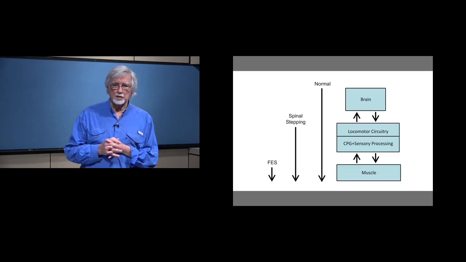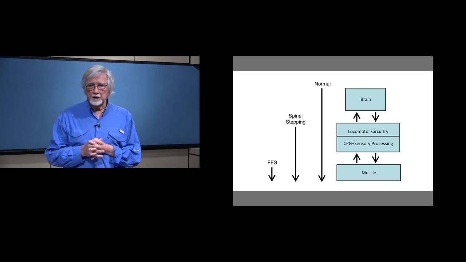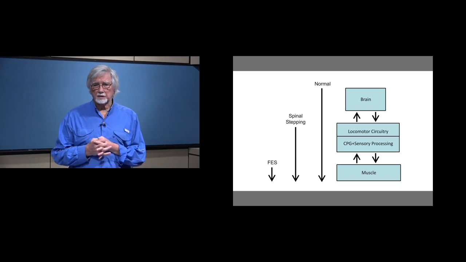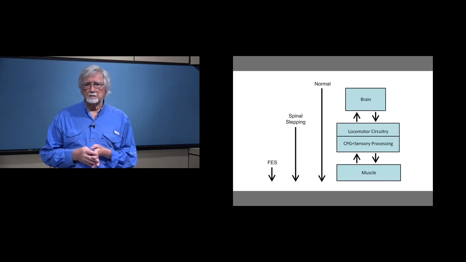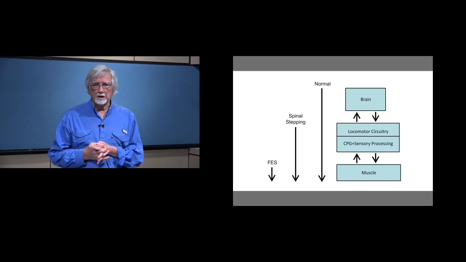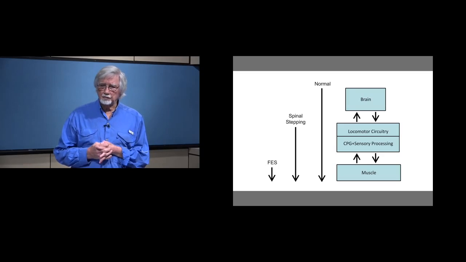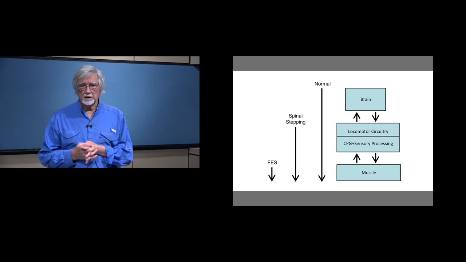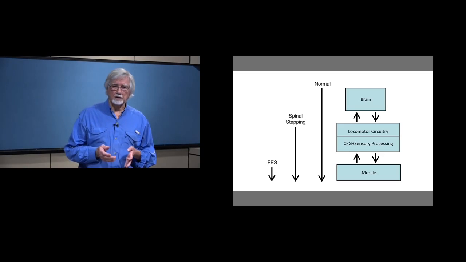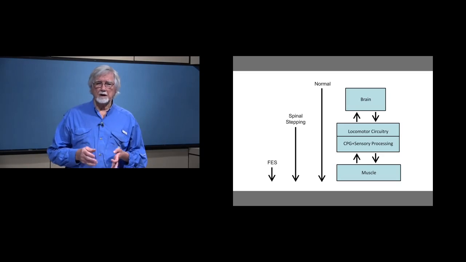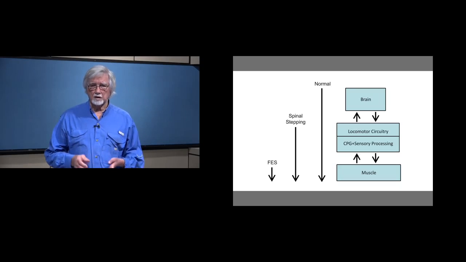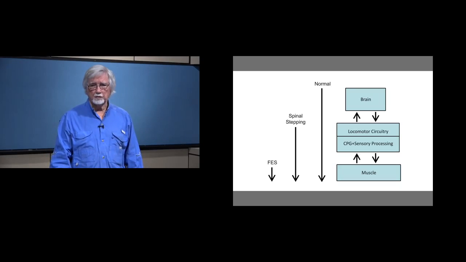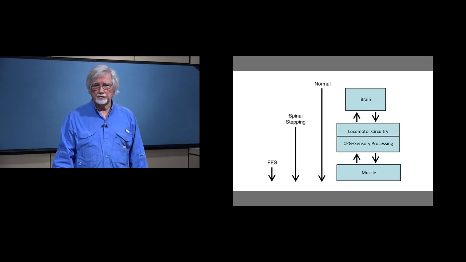Now you can get some movement by going directly to the muscles. We know that we can put electrodes in the muscles, directly stimulate, and that's a technique that's common, and that's referred to as functional electrical stimulation. However, by going directly to the muscle, you're completely bypassing the very sophisticated control systems that are in the spinal cord, and that's where our focus has been.